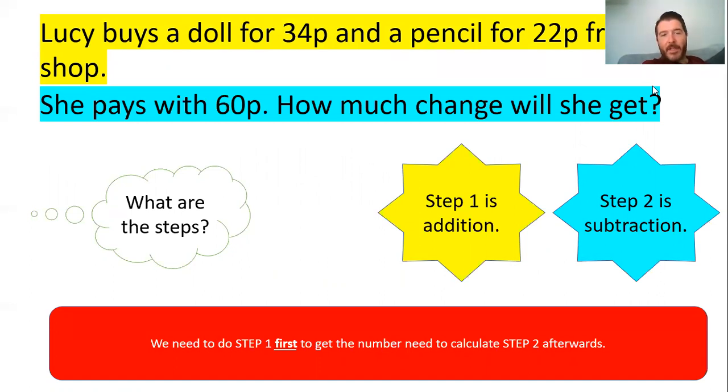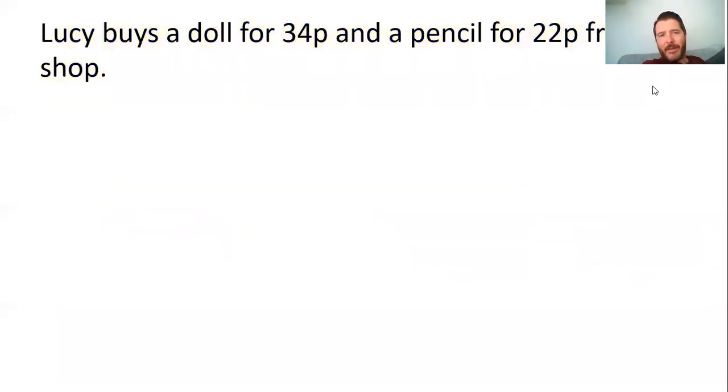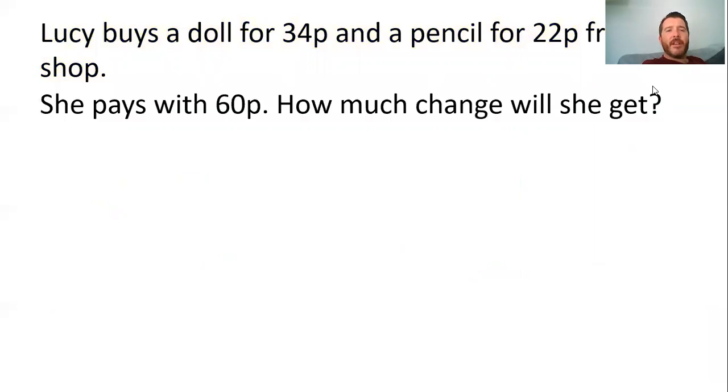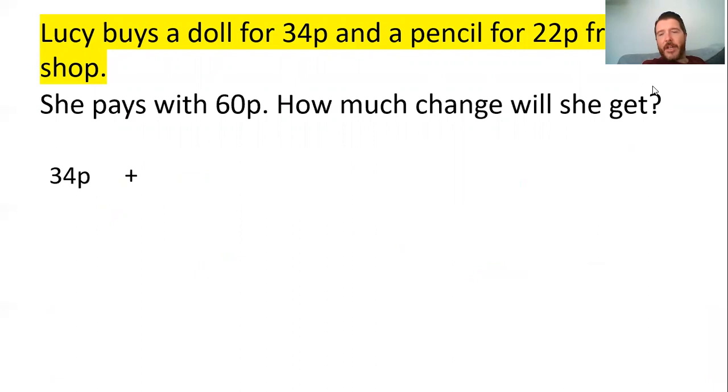Okay? I could do a different way, but I would do it this way. So let's try and solve it. So Lucy buys a doll for 34p and a pencil for 22p from the shop. So that's our first problem we can do.